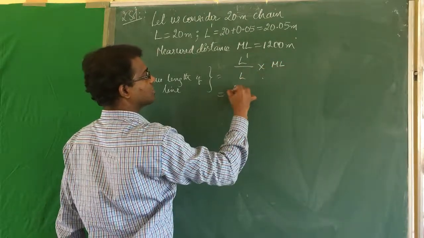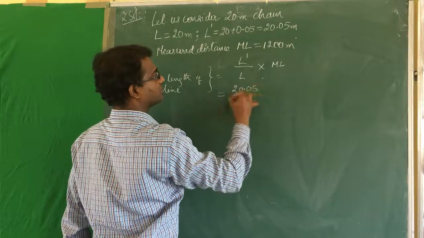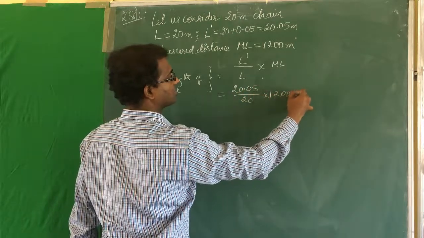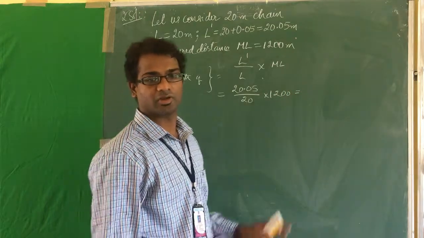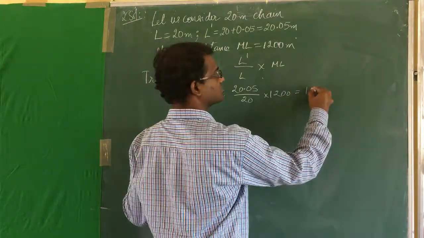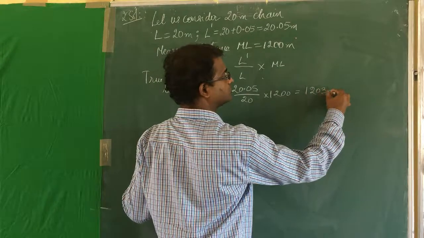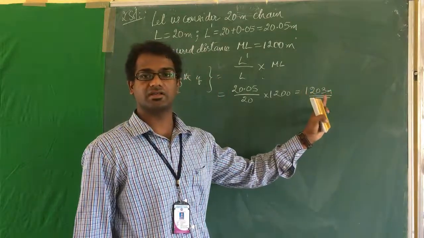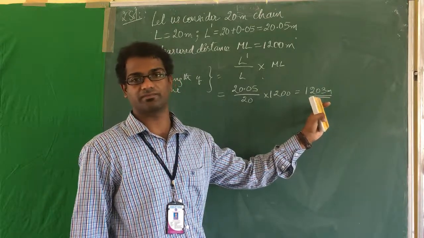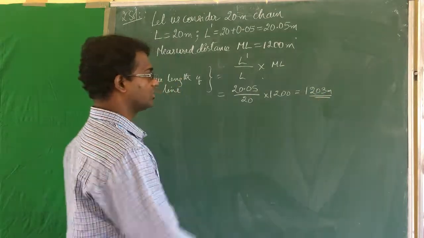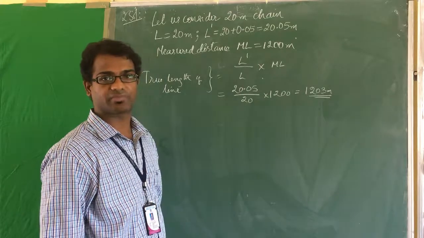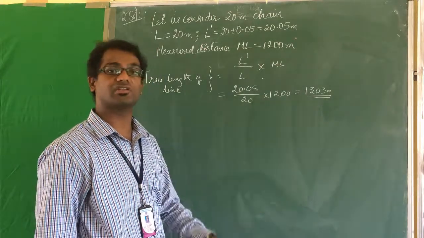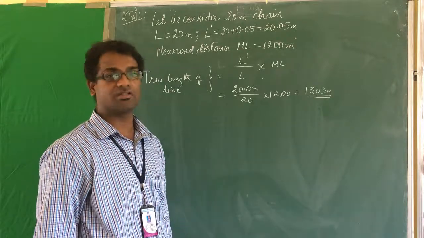L dash is 20.05 divided by 20 into 1200 equals to, if you calculate this, you get this, the correct length of line. If you know the correct length of line and if you know the measured length using 30-meter chain, then you can find out the error in the 30-meter chain.